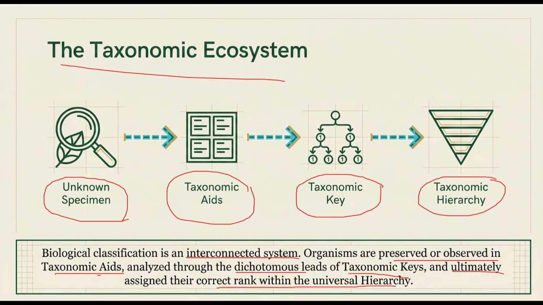So in conclusion, taxonomy helps us organize and study the vast diversity of living organisms. Taxonomic aids make identification and classification easier and more accurate.